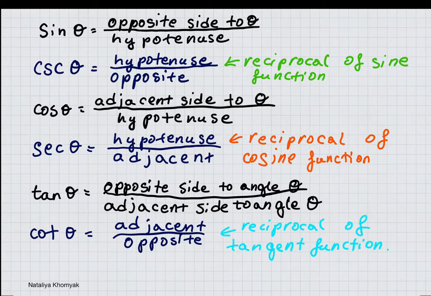Secant is the reciprocal of cosine, which is hypotenuse divided by adjacent side. And tangent is the opposite side to the angle divided by adjacent side to the angle. And cotangent is the reciprocal of tangent function, which is adjacent side divided by the opposite side.